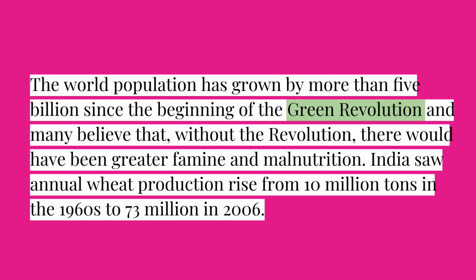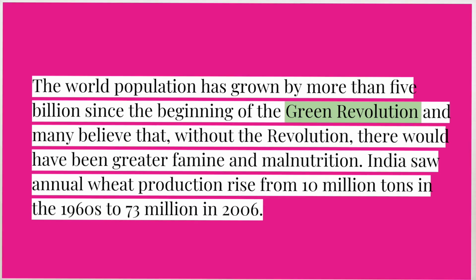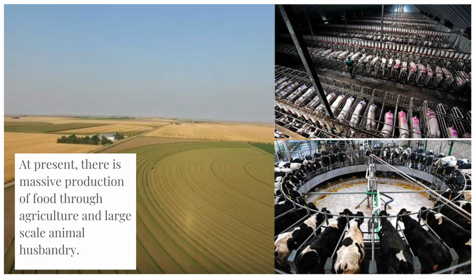The world population has grown more than 5 billion since the beginning of the Green Revolution, and many believe that without the revolution, there would have been greater famine and malnutrition. India saw annual wheat production rise from 10 million tons in the 1960s to 73 million tons in 2006. So at present, there is massive production of food on an industrial scale through agriculture and large-scale animal husbandry.